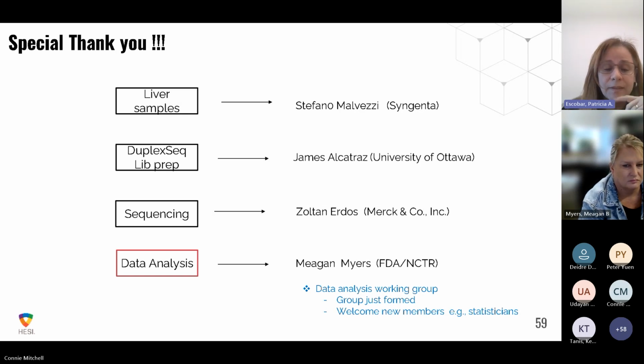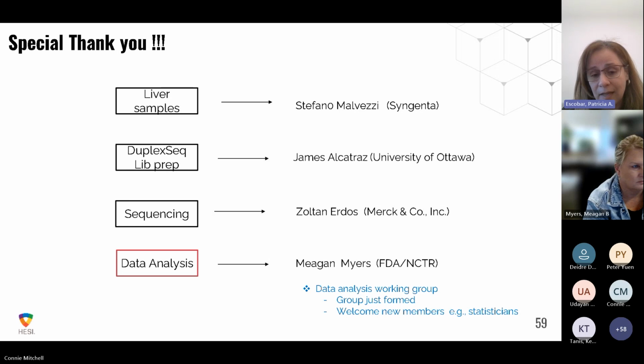That Sultan sits in Keith's group. So we were able to do that. And we just recently actually got all the data, and the data analysis got started. So Meagan Mayers, who is my co-chair, has put together a working group where they're trying to think and analyze the data.